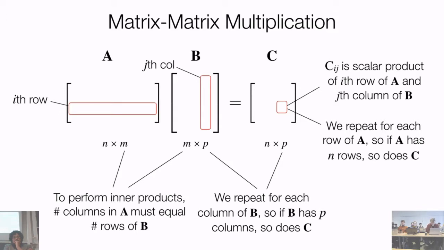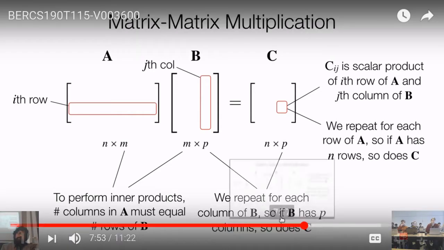So in summary, matrix-matrix multiplication involves multiplying an n by m matrix by an m by p matrix and returning an n by p resulting matrix, where each entry of that resulting matrix is generated via a scalar product.